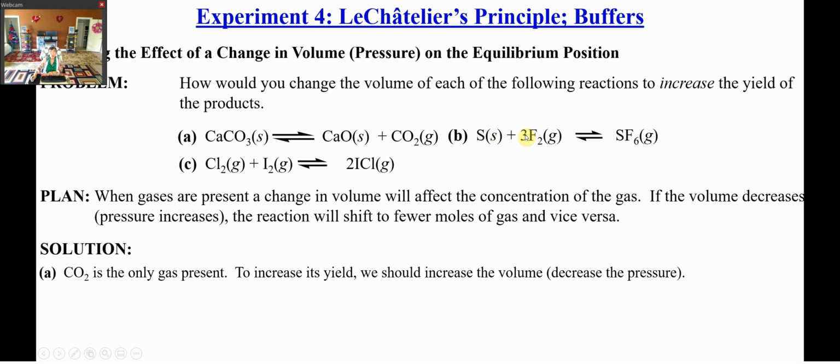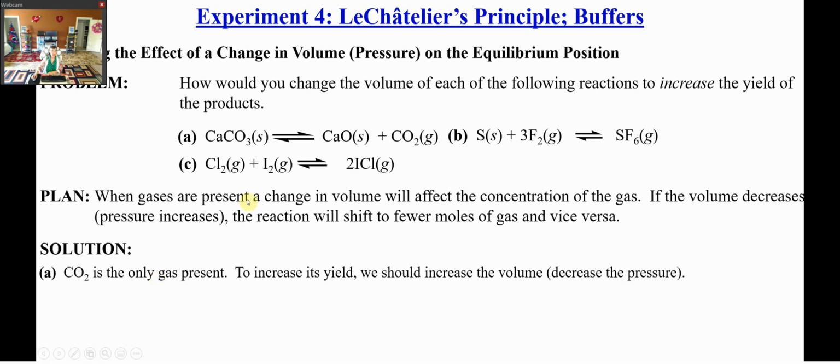Second reaction, sulfur plus fluorine produce sulfur hexafluoride. These two gases will be involved. And then the last equation, you have 1 mole of chlorine and 1 mole of iodine producing 2 moles of product. Reactant and product have equal moles. In this case, your equilibrium is not going to change when you change the volume. You change volume, your pressure similarly will also change.